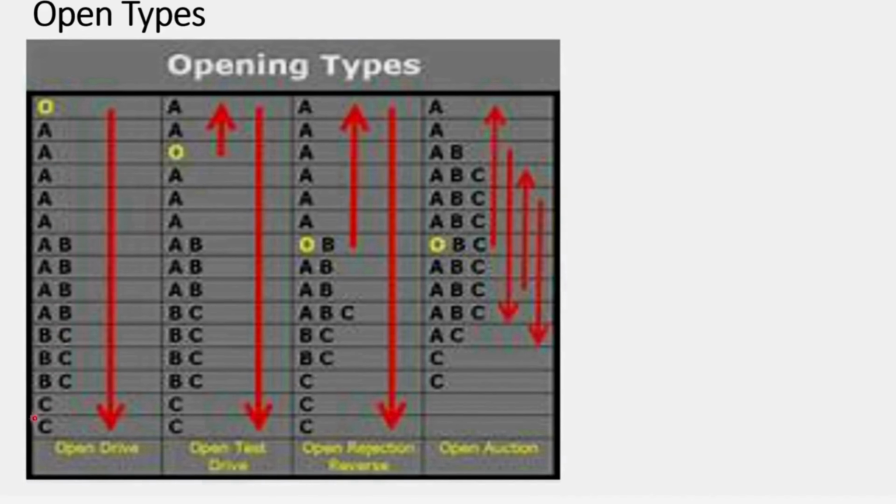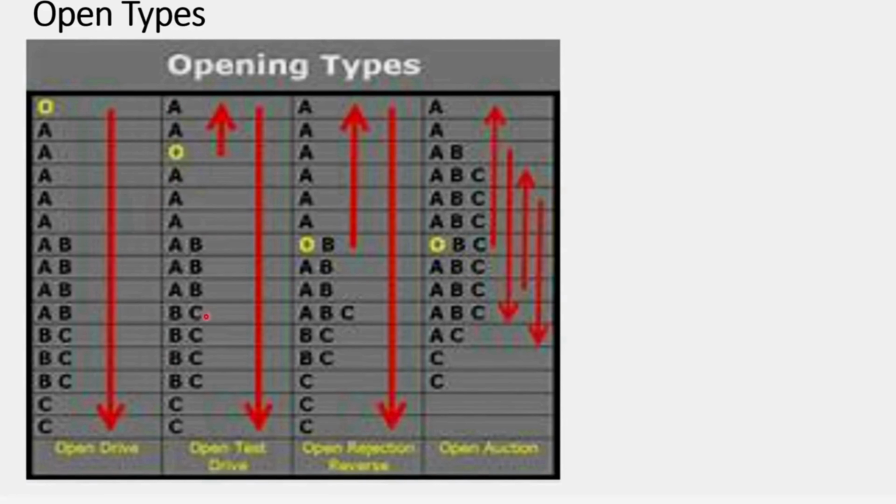On the other hand, open test drive happens when the market opens and then tests previous reference levels such as the previous day's high, low or value area. The price may briefly move into these levels and then reverse, often leading to a directional move as the market rejects those levels.